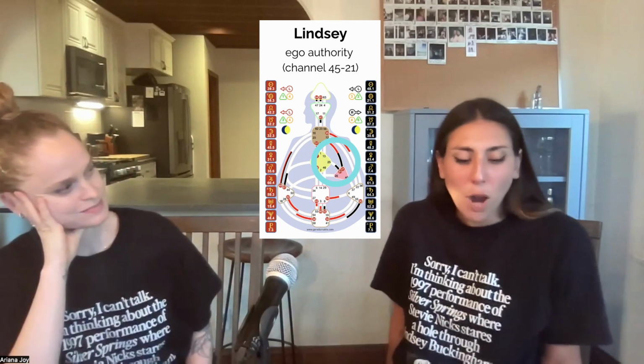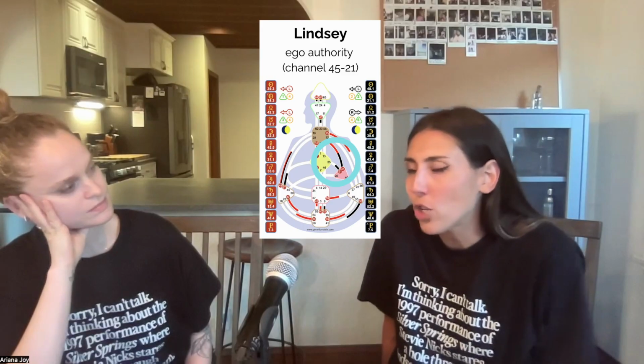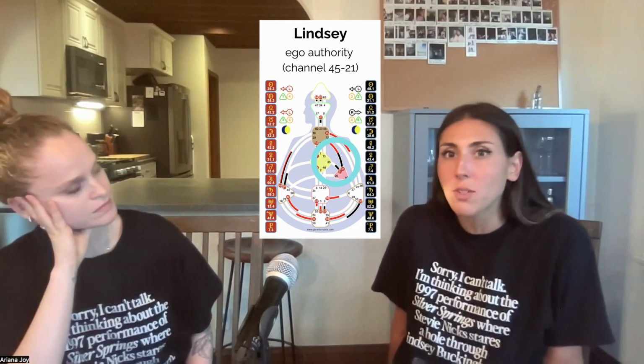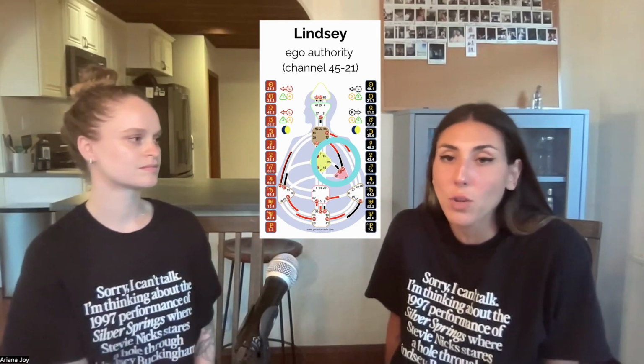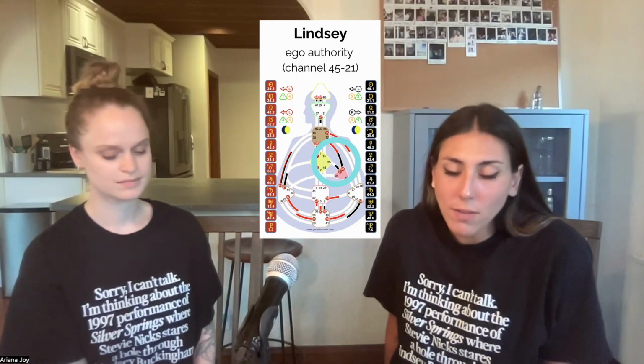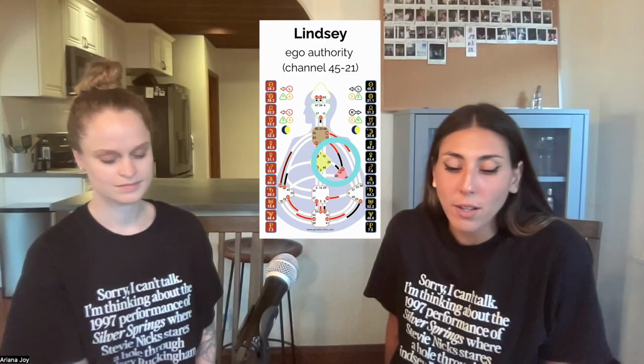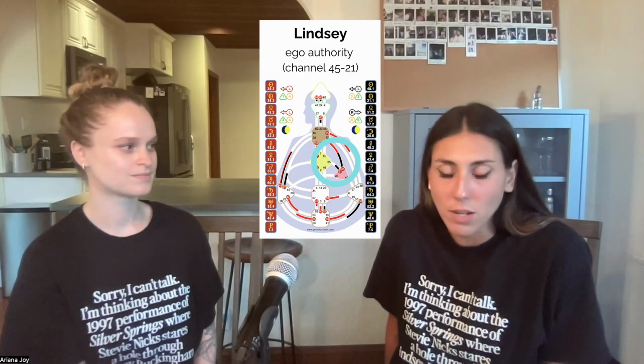And then with Lindsey, he has ego authority. So that is that heart center. When we're talking about authority, we're basically talking about the center in your chart that talks the loudest when it comes to making decisions, or it's the most important when it comes to making decisions. This is the one that you rely on. So for Stevie, it's the solar plexus center, and for Lindsey, it's the heart or ego center.